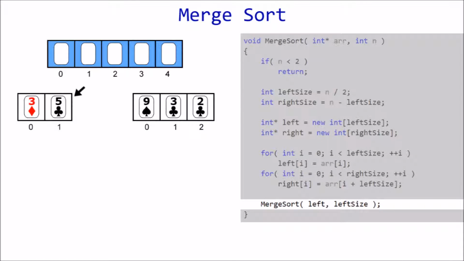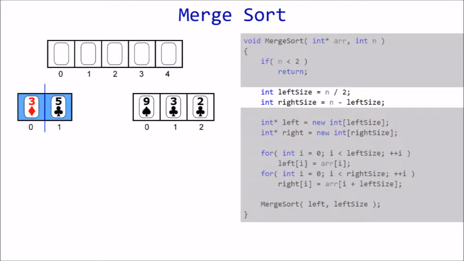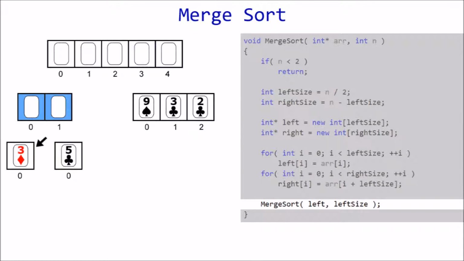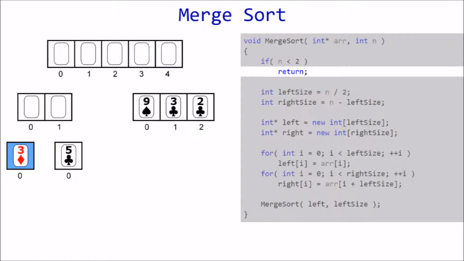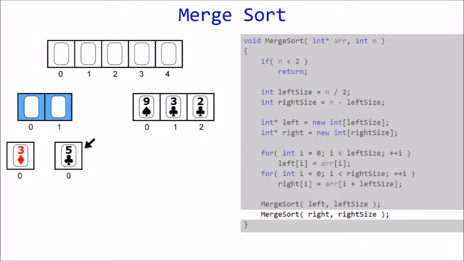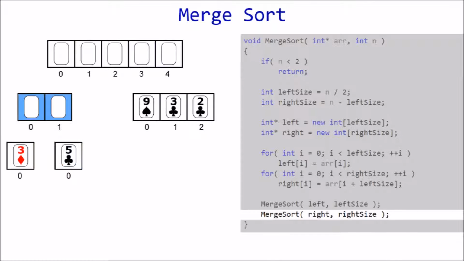Left is up first. Stepping into the method again, we start by checking the base case. This array is size 2, so we proceed with the split process. Calculate the left and right sizes, allocate the new arrays, and populate them. Once again, we find ourselves at the recursive call. But this time, there's only one element, so we return immediately. Since we can't go left any further, it's time to check the right side. It too only contains one element, so again, we return after the base case.